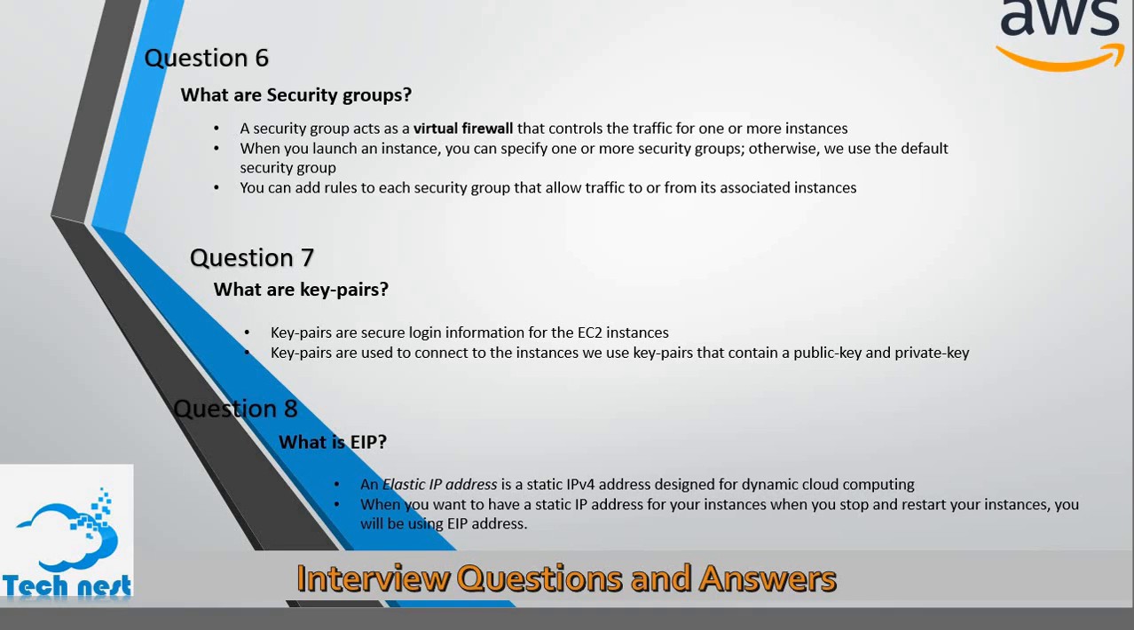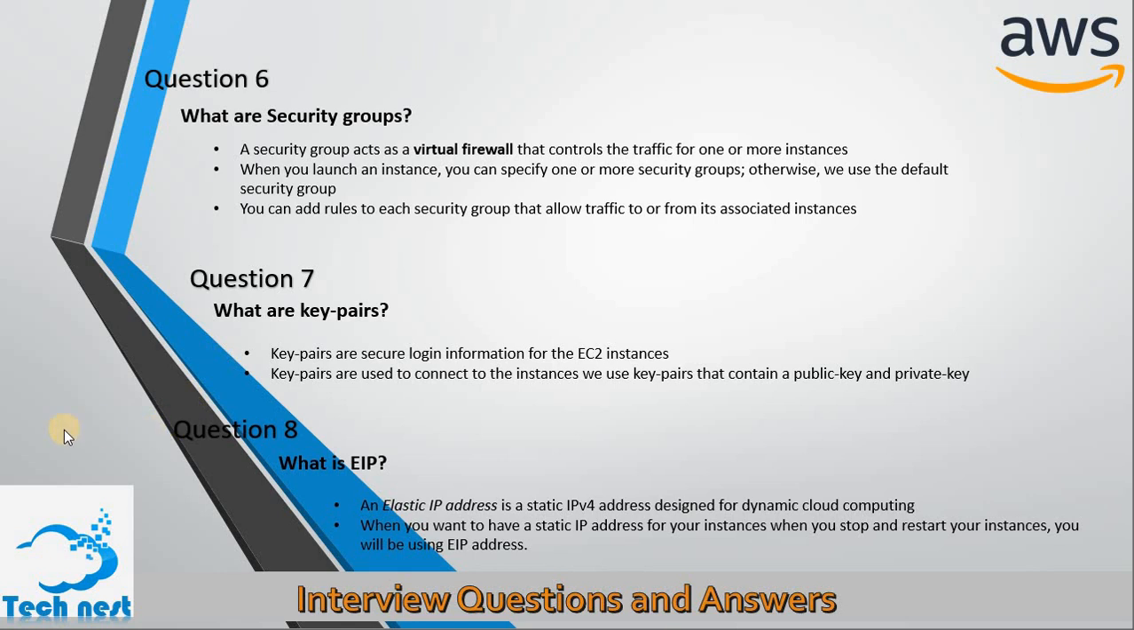Next question. What are key pairs? Key pairs are secure login information for the EC2 instances. Key pairs are used to connect to the instances. We use key pairs that contain a public key and a private key. What is EIP? EIP is an Elastic IP address. It's a static IPv4 address designed for dynamic cloud computing. When you want a static IP address for your instances, even when you stop and restart them, you will use this Elastic IP address.